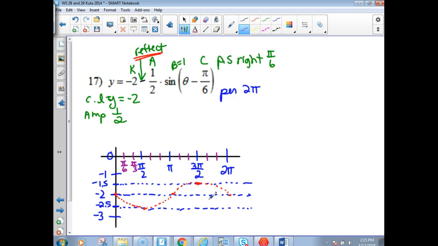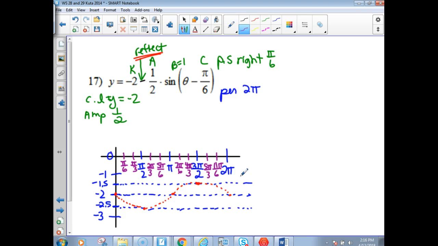Okay, now I can help you get this labeled quick. Let's go 1 pi over 6, 2 pi over 6, 3 pi over 6. 4 pi over 6 would be 2 pi over 3. 5 pi over 6 would be next. 6 pi over 6, that's pi. 7 pi over 6. 8 pi over 6 would be 4 pi over 3. 9 pi over 6 is 3 pi over 2. 10 pi over 6 would be 5 pi over 3. And 11 pi over 6.